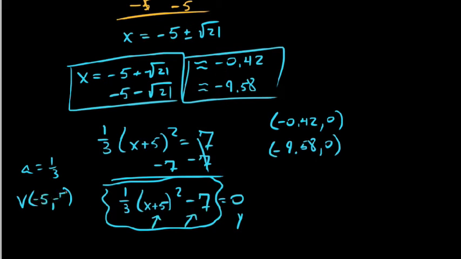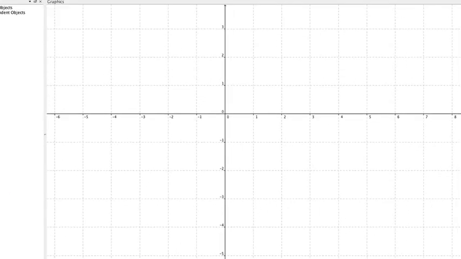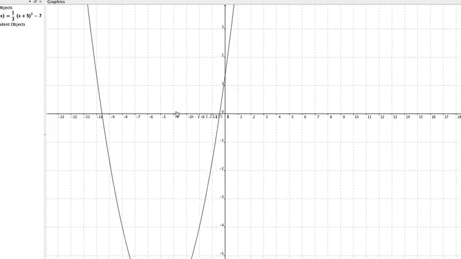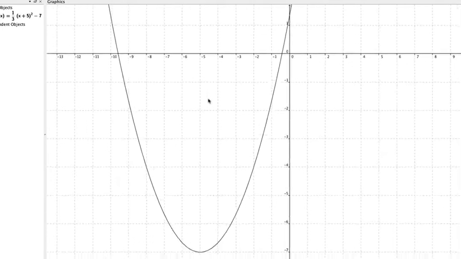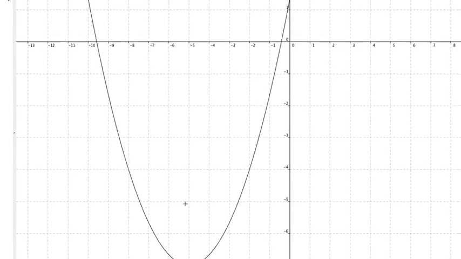So when we graph this, we actually know quite a bit about it already. We say, okay, so 1/3. So we have 1 divided by 3 times quantity x plus 5, quantity squared, minus 7. So we're going to have to zoom out a little bit here. I actually grabbed an axis there, but check this out. We have our vertex at negative 5, comma, negative 7 down here.